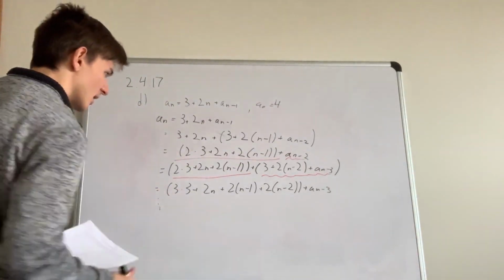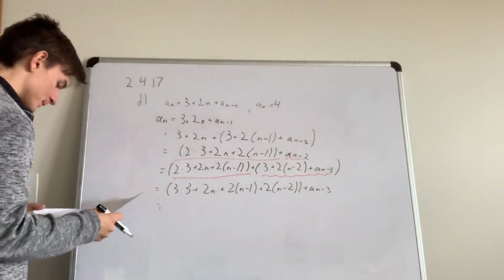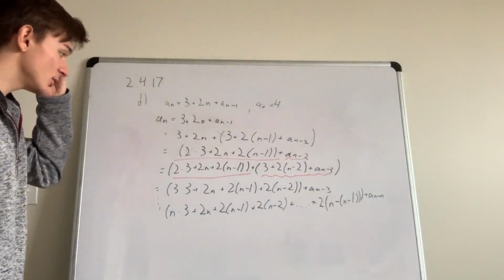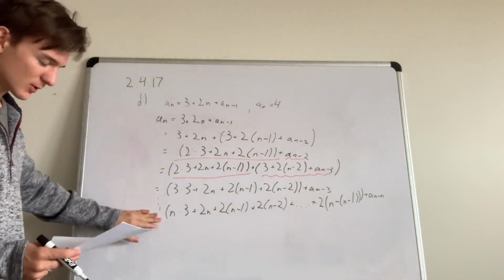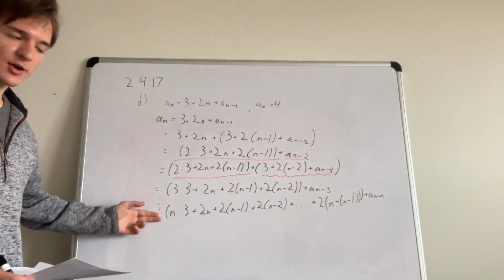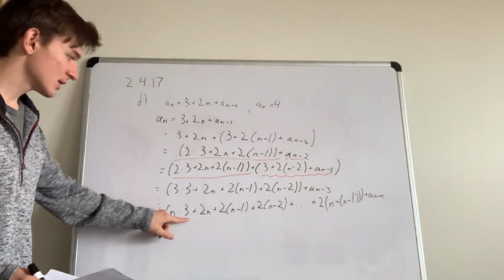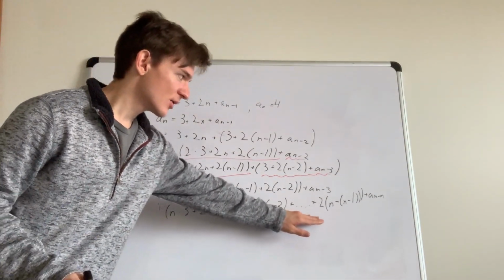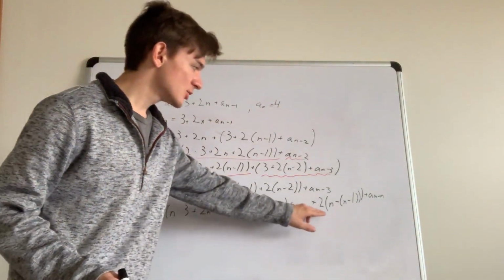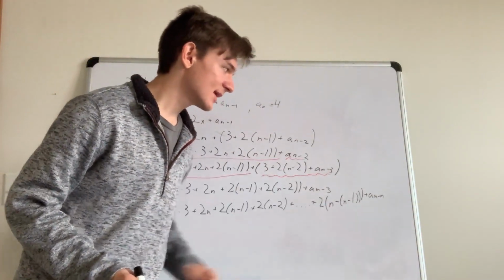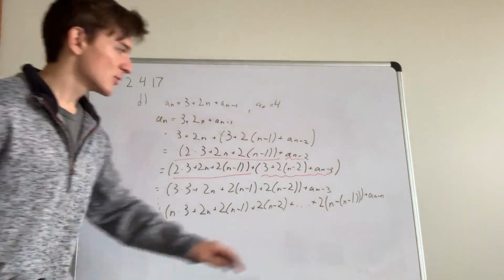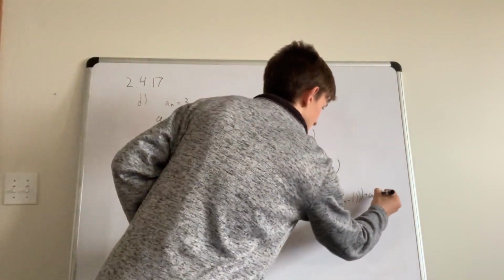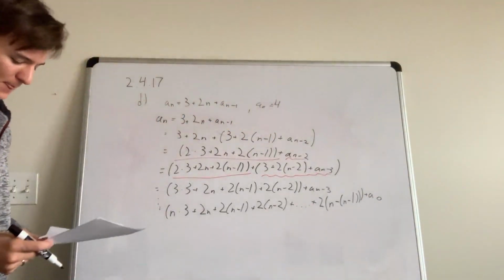So if we just go on and on up to a of n minus n, we can see that we continue to increase our relation. We see a geometric sequence occurring, right? n times 3 plus 2n plus 2 times n minus 1 plus 2 times n minus 2, going on and on and on until we reach 2 times 1. And of course, we have plus a of n minus n at the very end there. And so let's replace a of n minus n with 4, because we can do that.